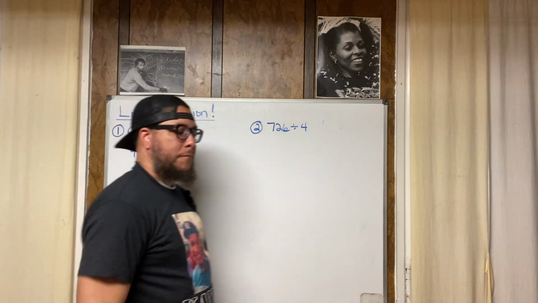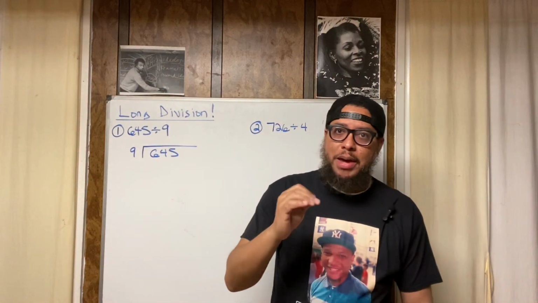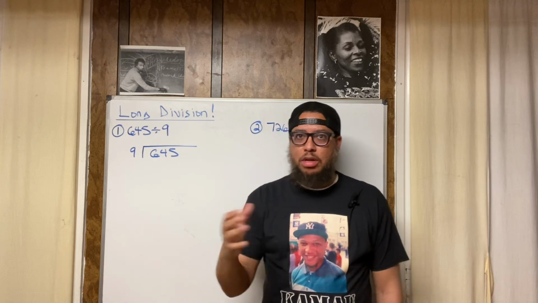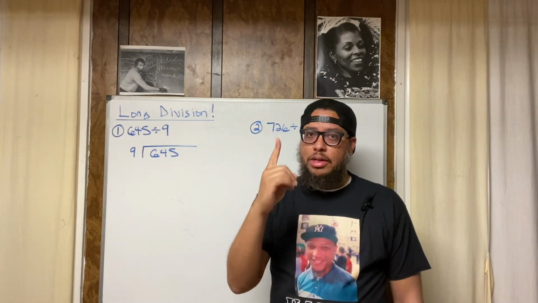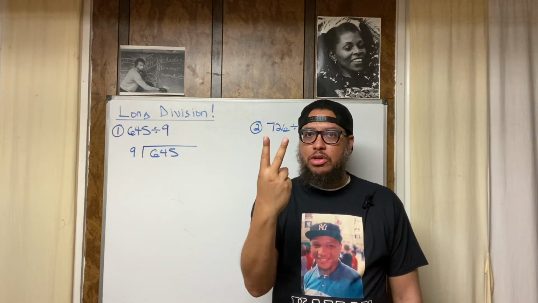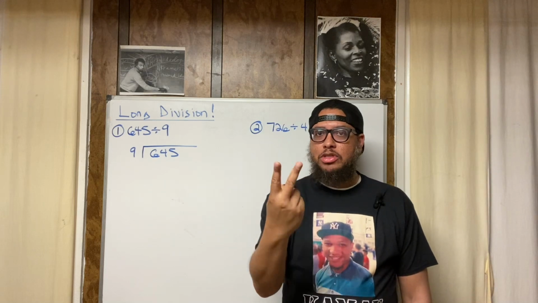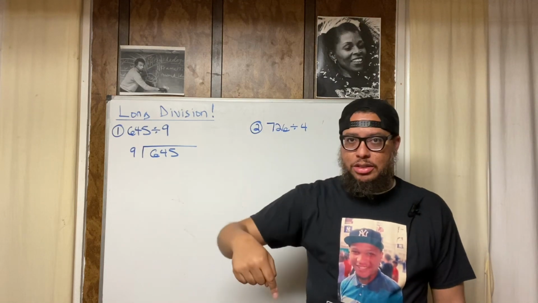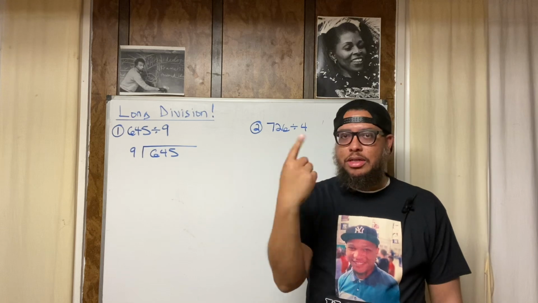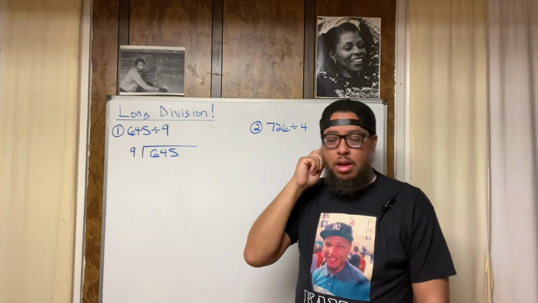With long division, it's essentially a pattern, like all the math. All the math is all about patterns. It's 3 steps: DMS, divide, multiply, subtract. Divide, multiply, subtract. And then you drop the next digit down and repeat the process. Divide, multiply, subtract.